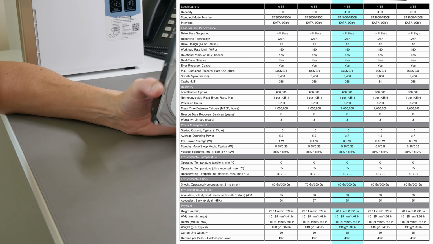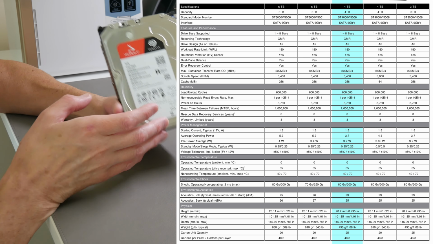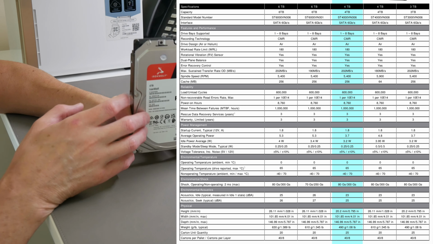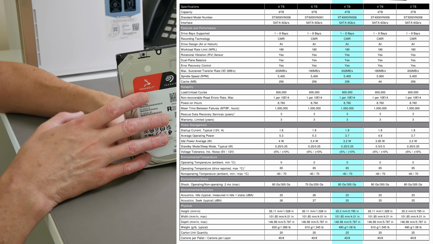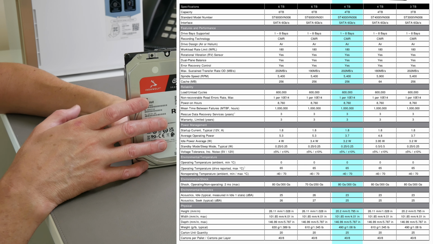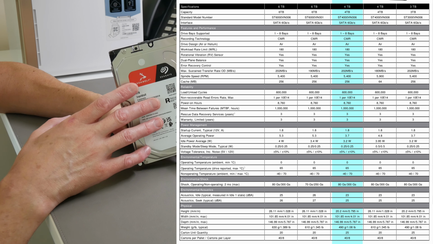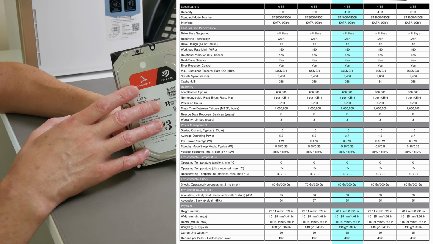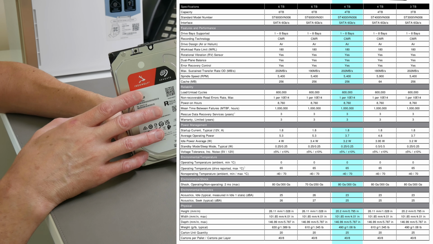Now, moving on to the specs, these are 4TB drives. They have a SATA 6 gigabits per second interface, and they support up to a maximum of 8 drive bays. The recording technology is CMR. The drive design is either air or helium, and these drives are air. Workload rate is 180. Rotational vibration sensors, yes. Dual plane balance, yes. Error recovery control, yes.